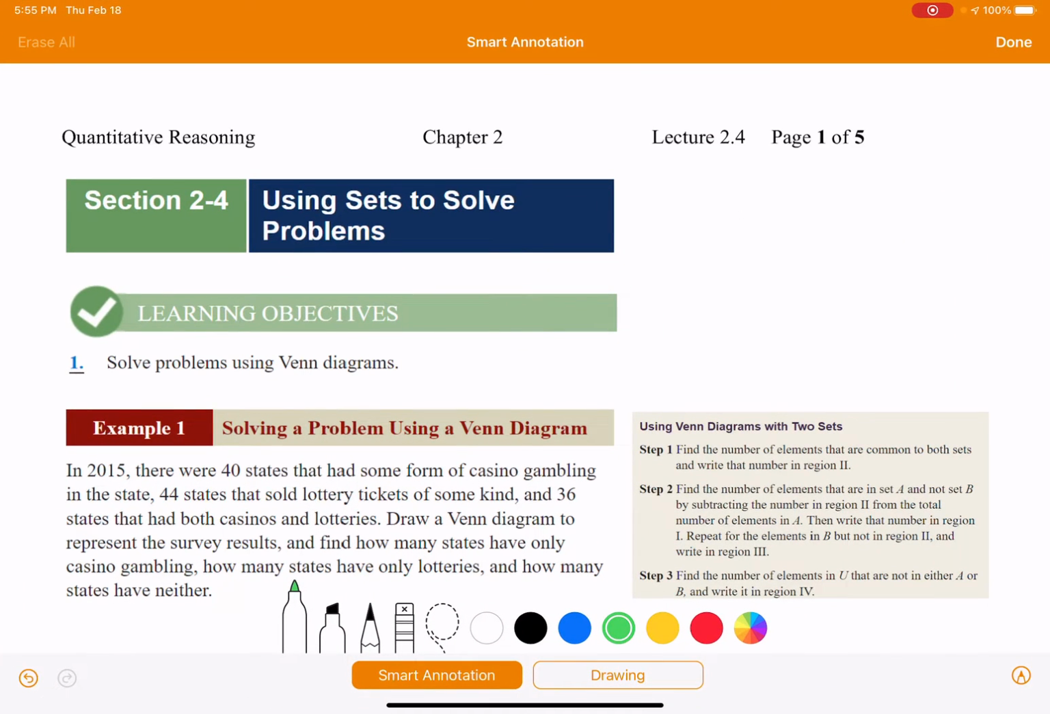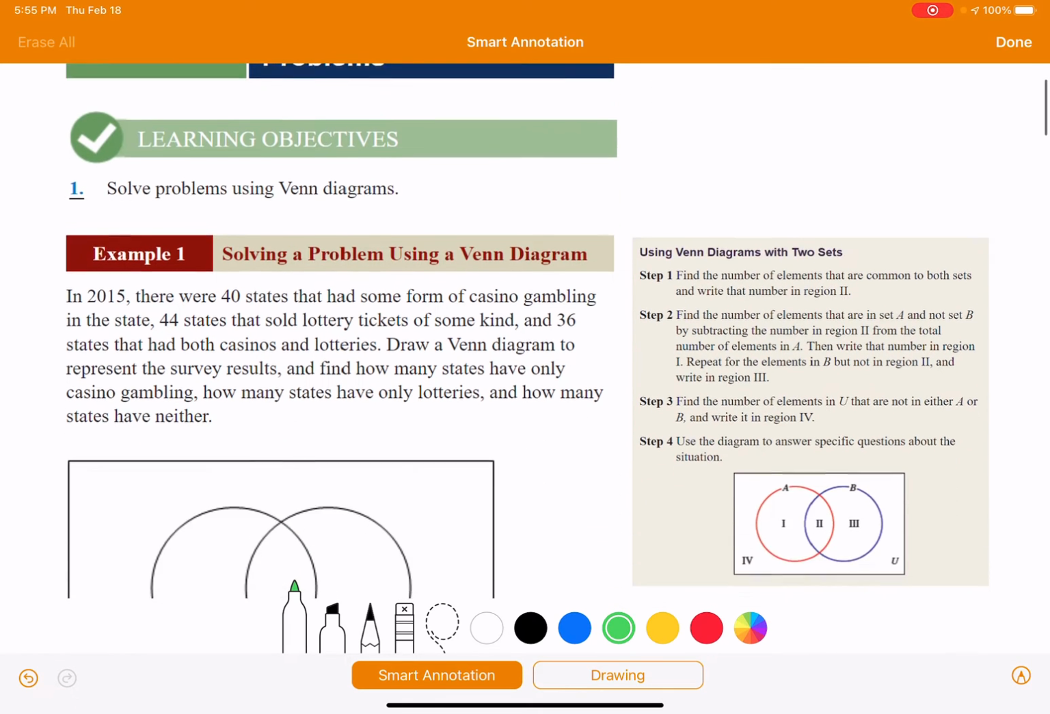Hey guys, we are back with the last section of chapter 2. We are on 2.4, where we will continue to talk about using sets and Venn diagrams. Now we are using these Venn diagrams to solve problems. So let's just go ahead and jump right on in.